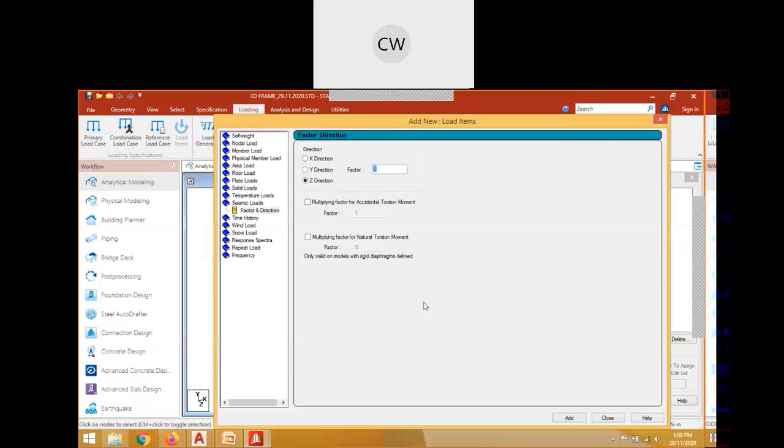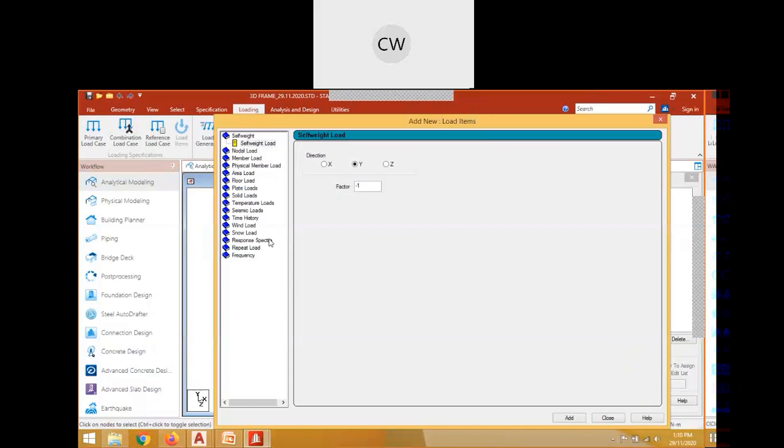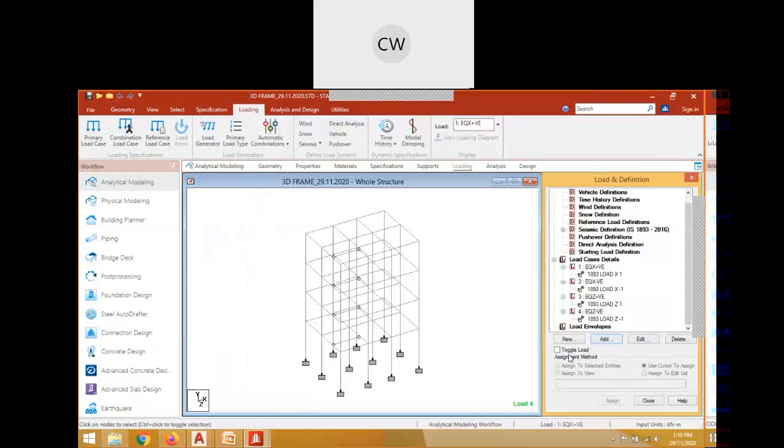Here go to Z direction, say 1 factor, it is positive Z, so 1 factor, say add. And the last load, which is negative Z, say add. Go to seismic load and Z direction, say -1, say add. Okay. So all these loads are created. Seismic load in positive X, negative X. Only member loads still need to be added in the seismic load definition, that we will see. Okay, so this is how these loads are created.